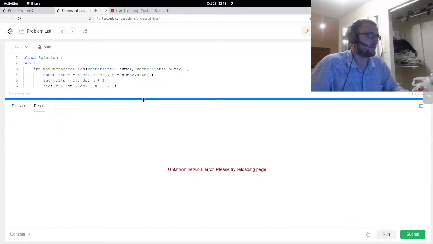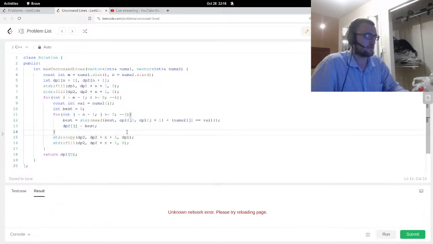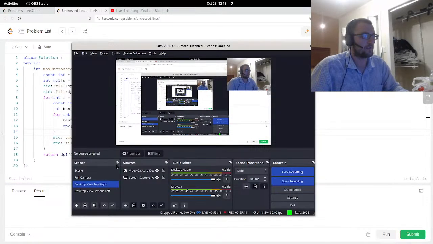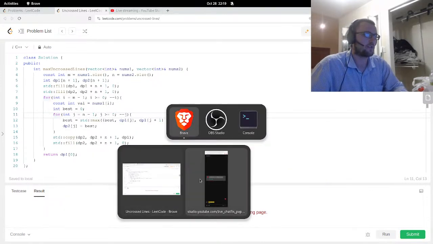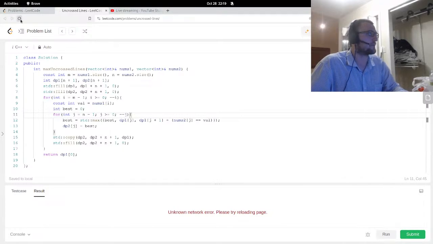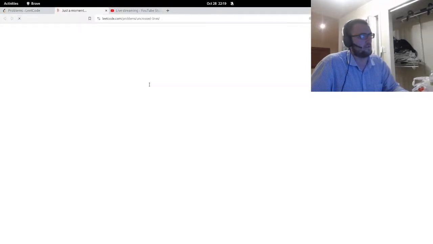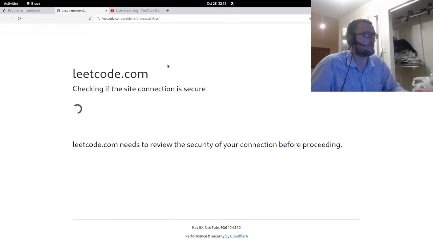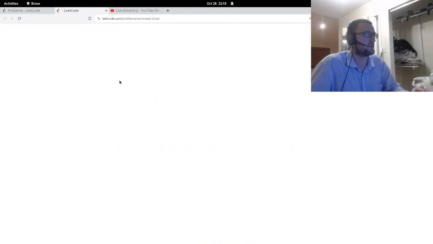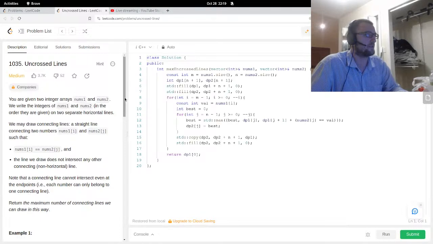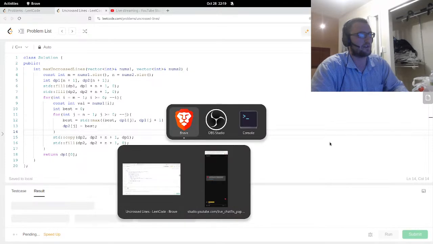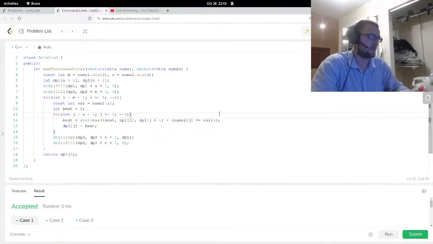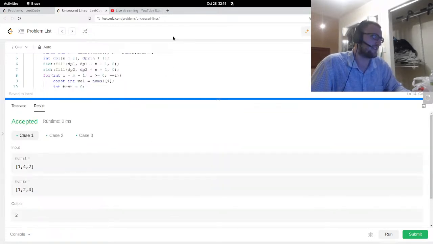Unknown network error, okay. Let me refresh the page. Let's see if there's any comments here. Okay. Let me refresh. Cloudflare. I've seen that before, but I don't know what that is. I think there's something up with my network. Oh look, it's correct. That's it. I think that's it.